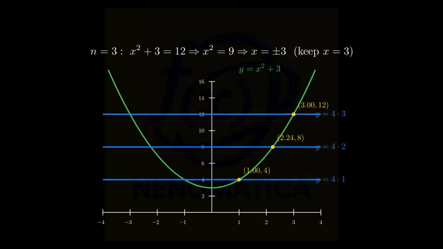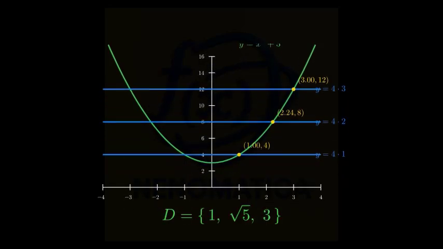For n equals 3, x squared equals 9, so x equals plus or minus 3. We keep only x equals 3 because the floor of 3 is 3, whereas the floor of negative 3 is negative 3. Therefore, the solution set is x equals 1, x equals the square root of 5, and x equals 3.